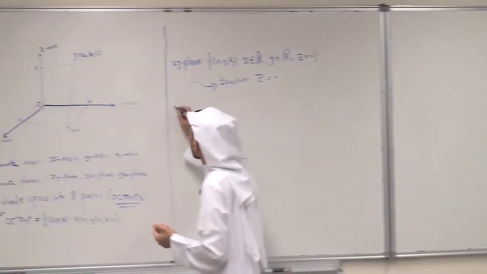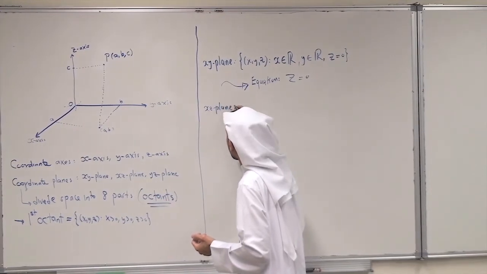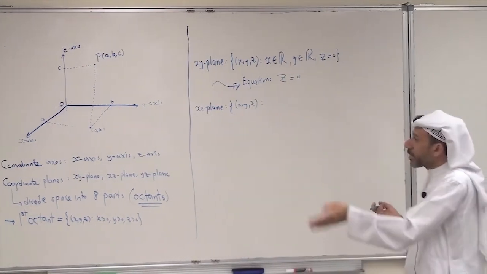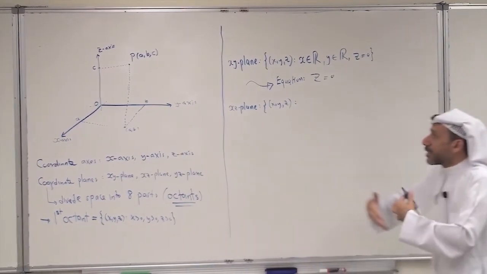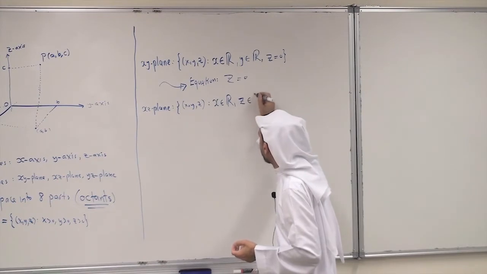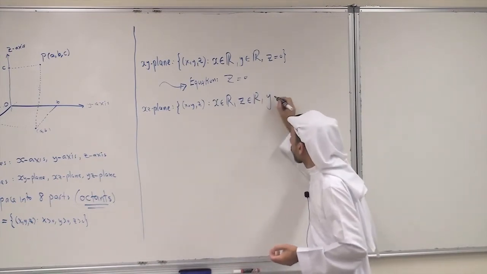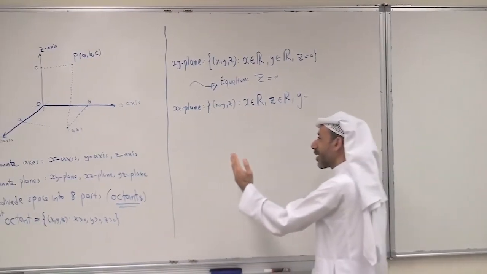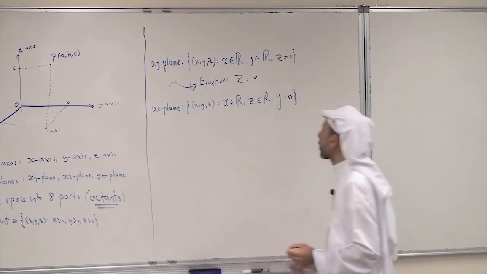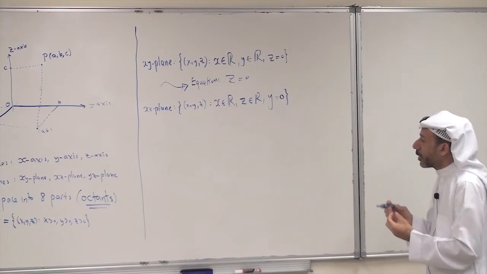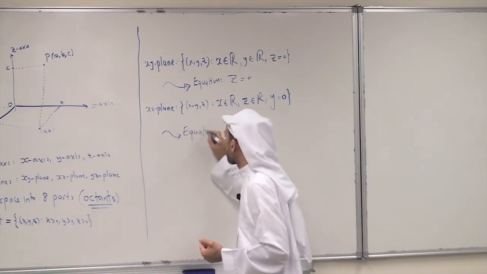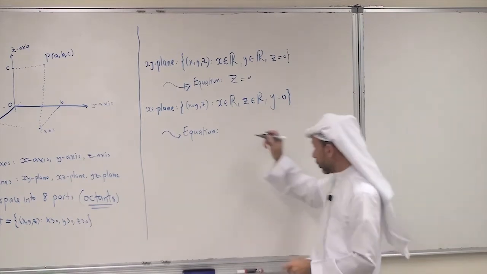In the same manner, the XZ plane consists of the points X, Y, Z. What are the conditions on the coordinates? In the XZ plane, you are on the wall. X and Z can take any real numbers. But Y? There is no right or left movement, so Y is fixed as zero. There is no movement along the Y axis. This is the set notation of the XZ plane, or simply by the equation, we take the restriction: Y has to be equal to zero.